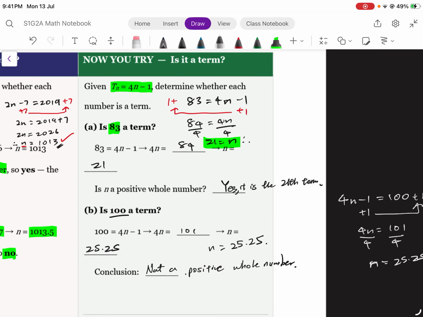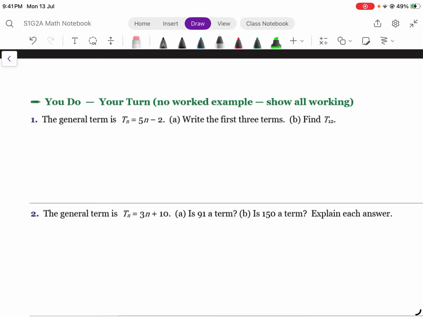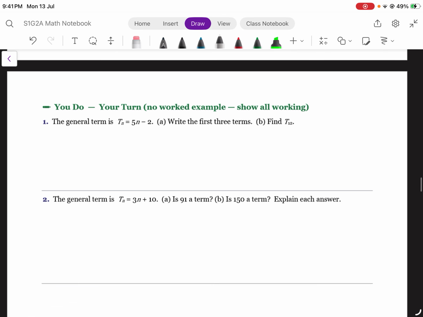Alright, so pause the video here, try this on your own first. Then when you have done, check your answer, then after that come and unpause the video to watch this.